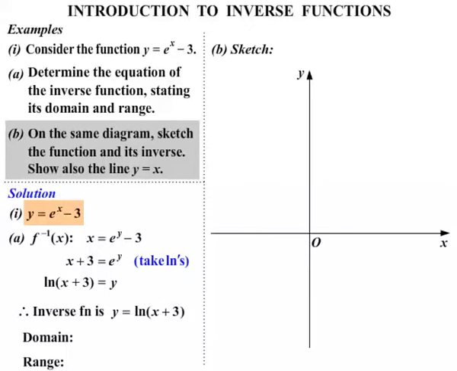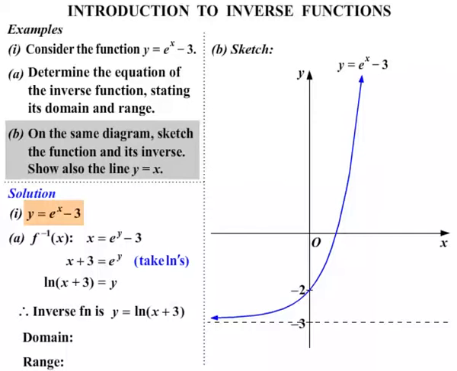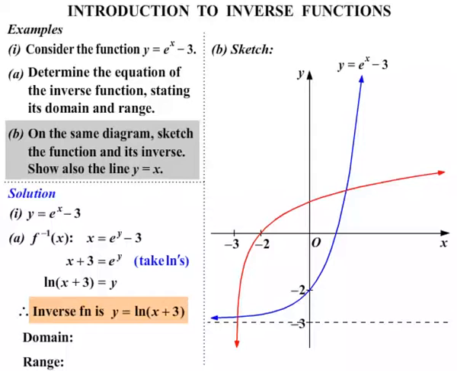We draw our x and y axes, and e to the x minus 3 is effectively our normal y equals e to the x, but instead of cutting through at 1, we drop it down 3. So hence it's cutting at minus 2, and the asymptote will be at minus 3. So the line y equals minus 3 is the asymptote there. Now our inverse function, it's a log graph. So it's going to look like that. It's cutting through at minus 2, and here it has a vertical asymptote at x equals minus 3.